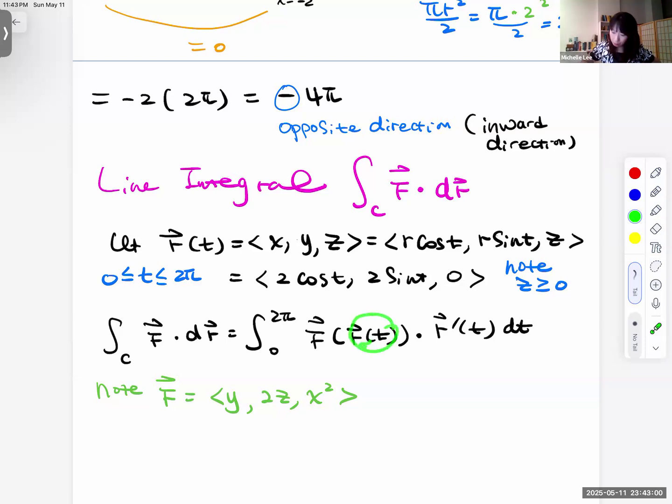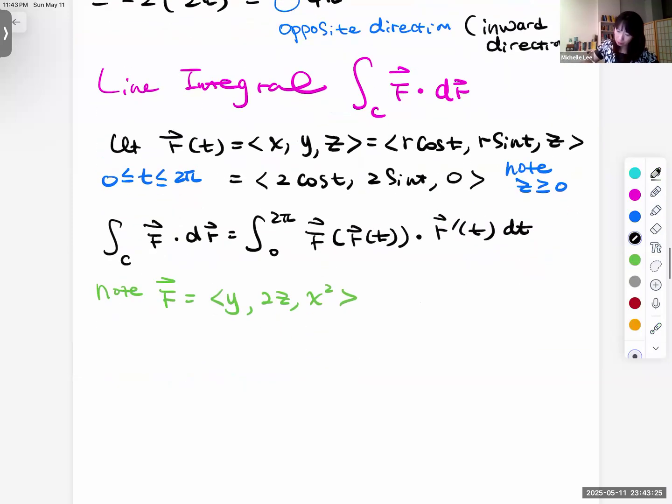We want to insert r prime of t. So we have y, which is 2 sine t, and 2z, which is 0. Now we have x squared, so this is 2 cosine t squared. You may write down everything?